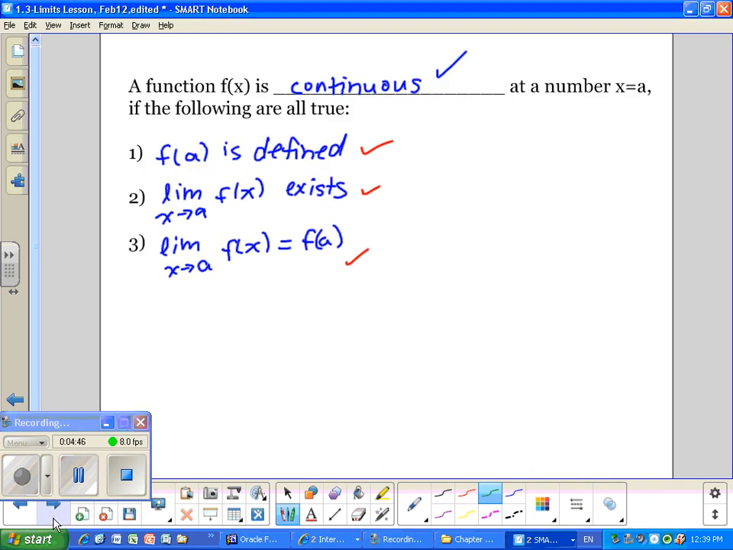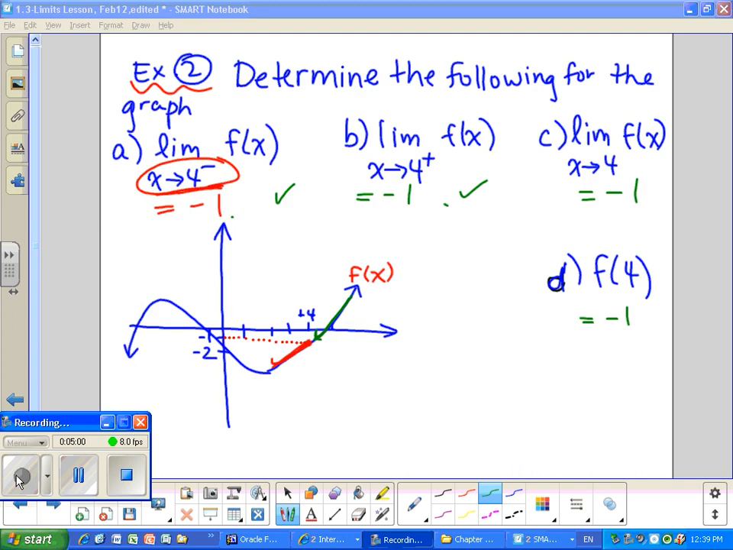If we look at our continuity, did f of a exist, or f of 4? Yeah, it was -1. Did the limit as x goes to a exist? Yes. Did the two things equal? So this function is continuous.